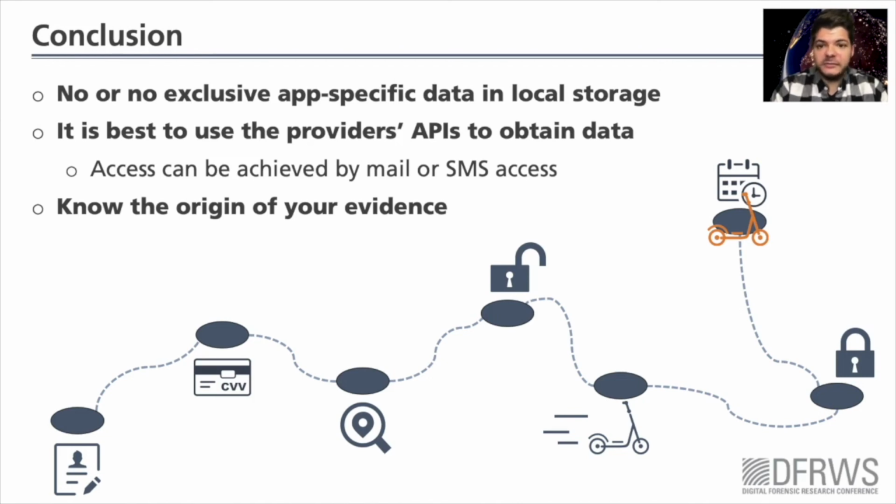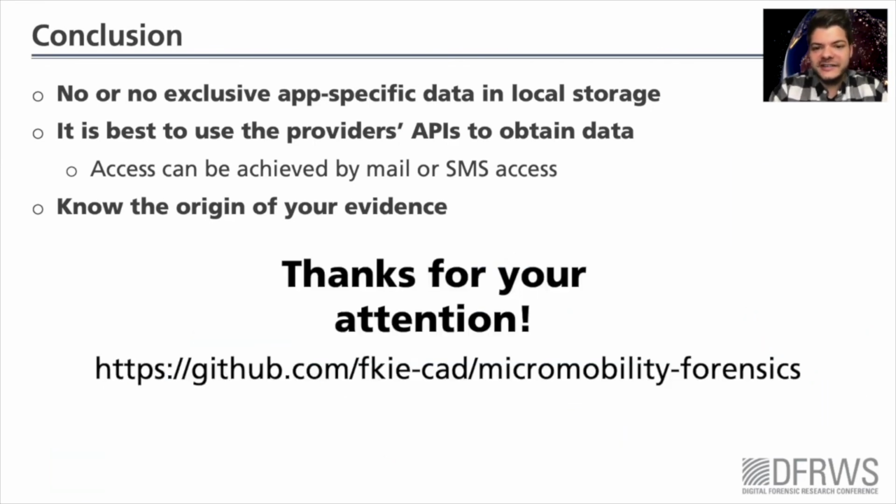And this can be done by somehow getting the token, which could be through SMS access or mail access, generating a new token, accessing the API, and then accessing the data without using the phone. And the last thing we learned is that you should definitely know the origin of your evidence, as we've seen with the GPS data, because in some cases it may be pretty easy to spoof this.